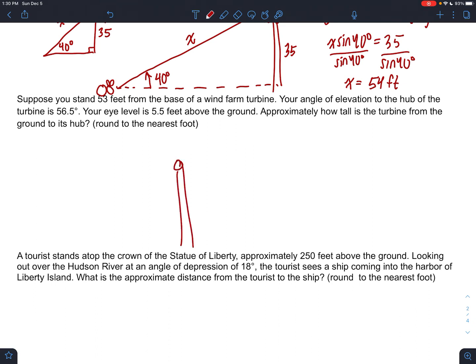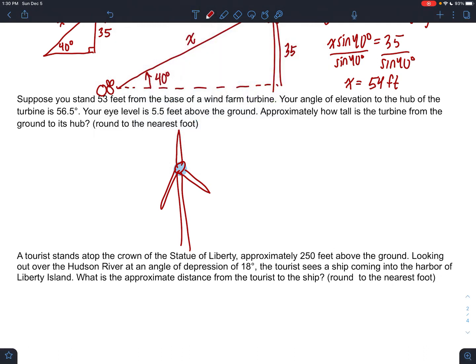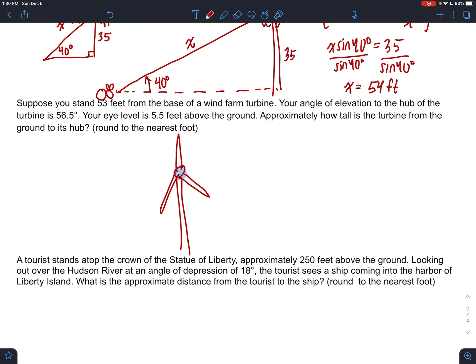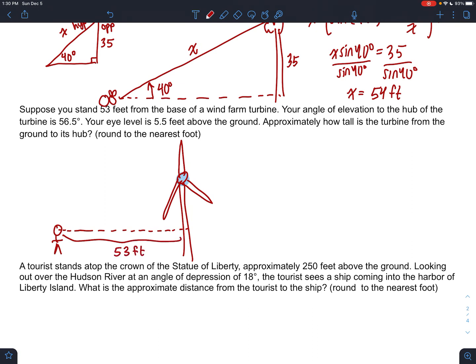All right. So there's some sort of wind turbine that's happening, which has those huge blades, right? But they keep talking about the hub. So I'm thinking the hub is going to be this blue center here. Okay. And it's telling us that we're on the ground. So we're here. And it tells us that this distance here, well, how about let's draw the sight line, which would come from our eyes. And that distance is 53 feet.